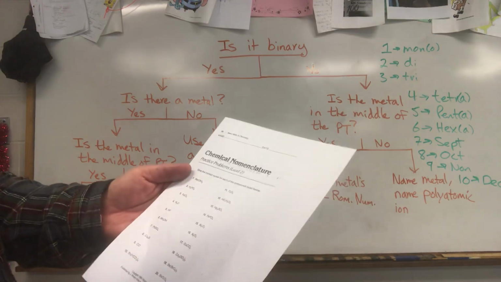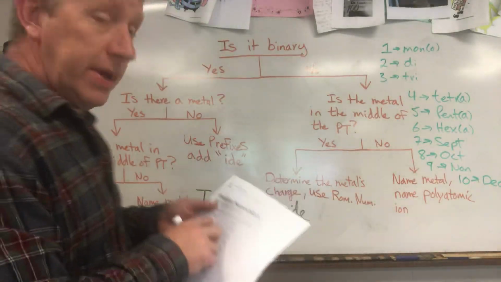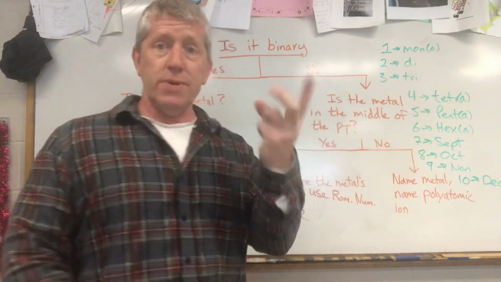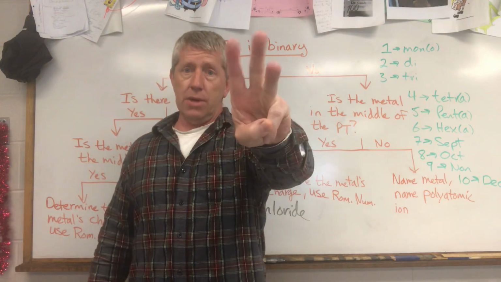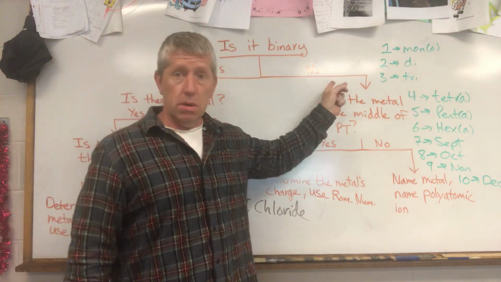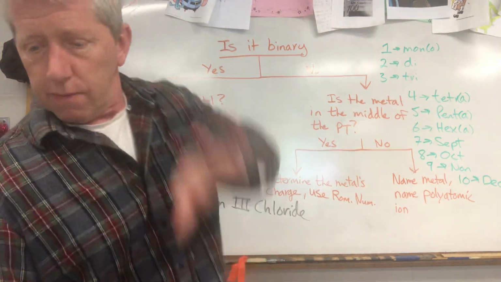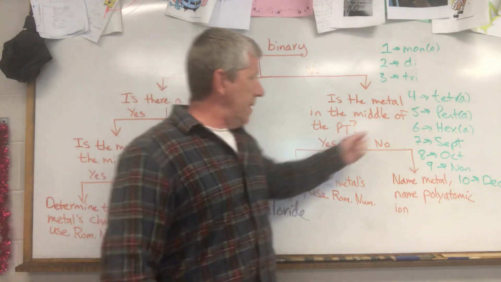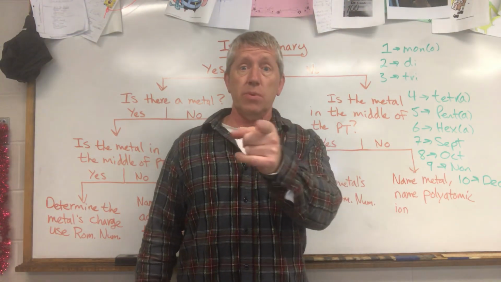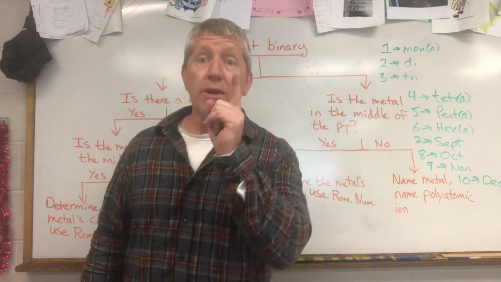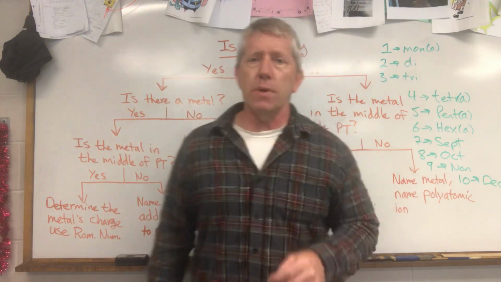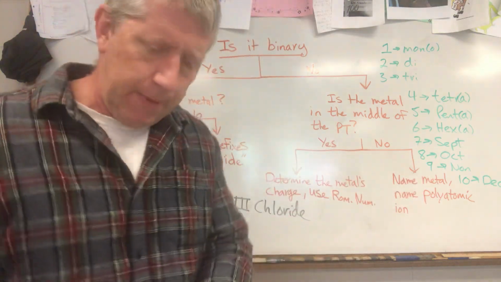All right, so let's try number 1. Ba(OH)2. Barium, okay, so it's got Ba, it's got O, it's got H. Is it binary? No, it isn't. Is the metal in the middle of the periodic table? Barium is not. It's in the alkaline earth metals. So name the polyatomic. If you memorize your polyatomics like I told you to, you would know OH is hydroxide. It's one of the important ones. You need to know that. So that would be barium hydroxide. Okay, just a review of something we've gone over.